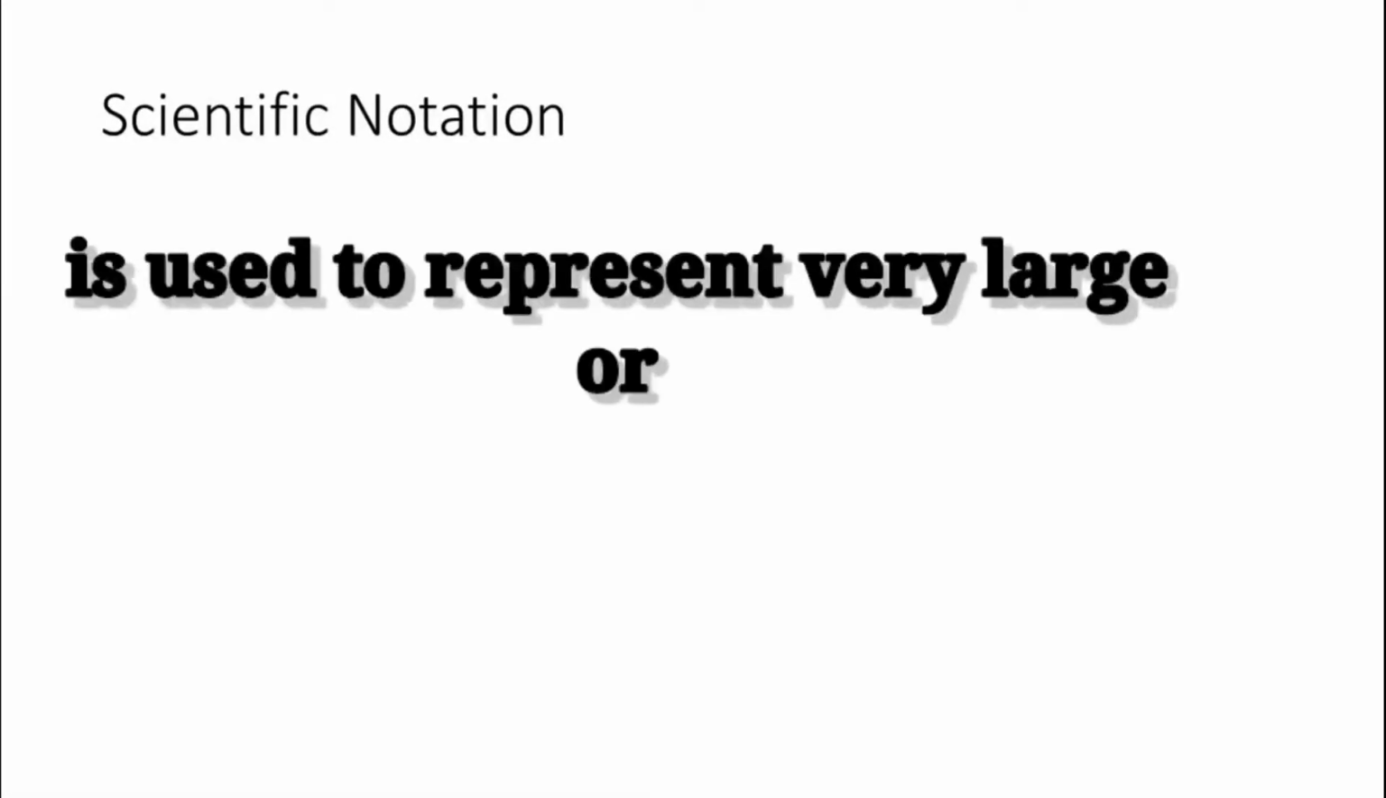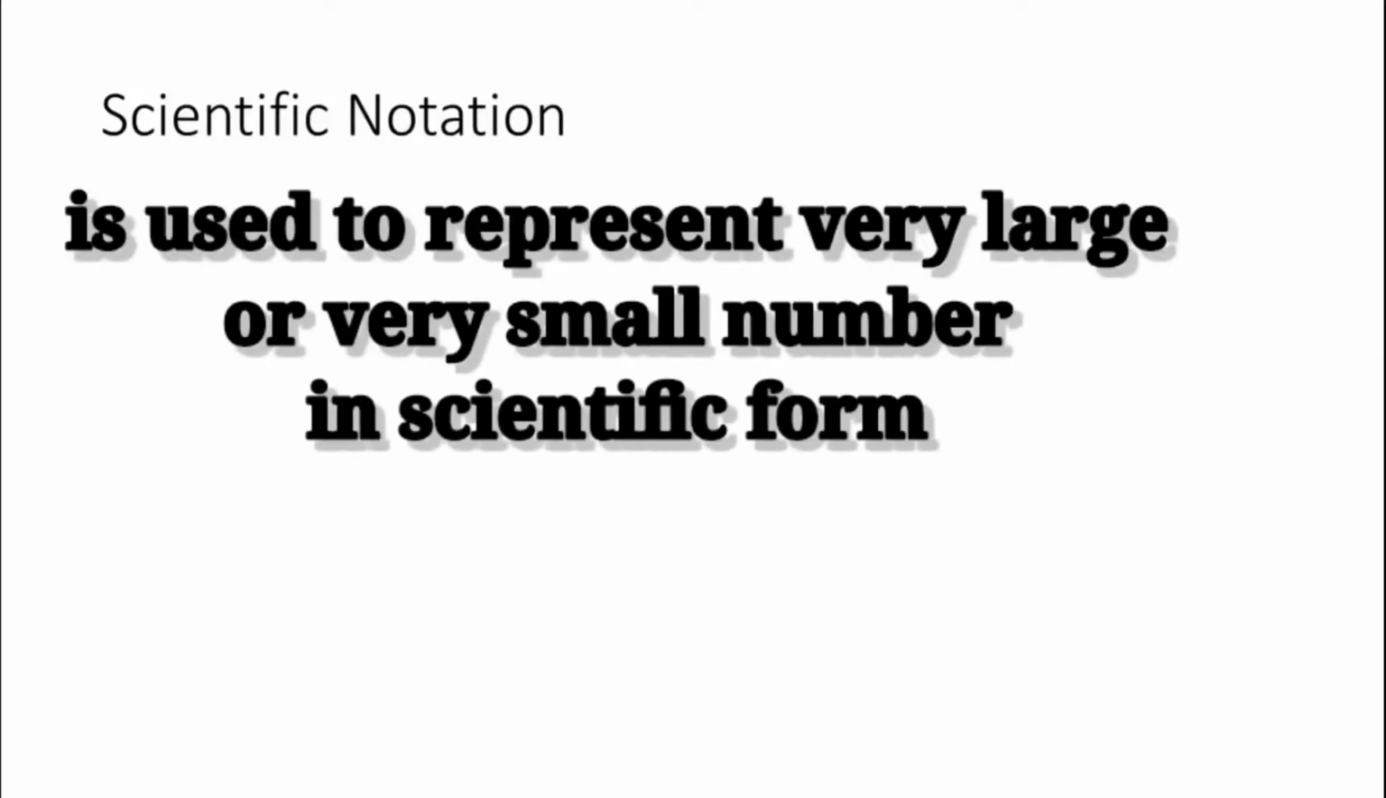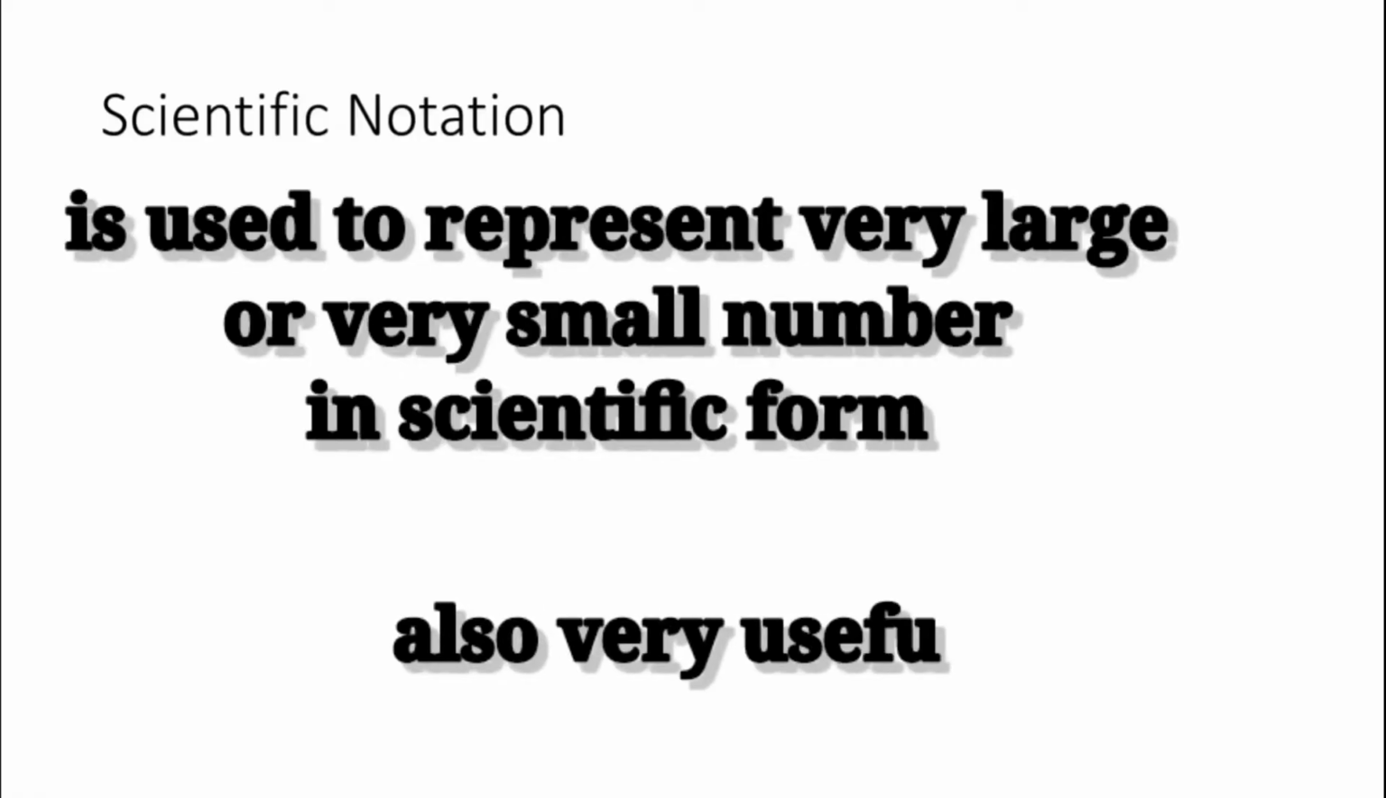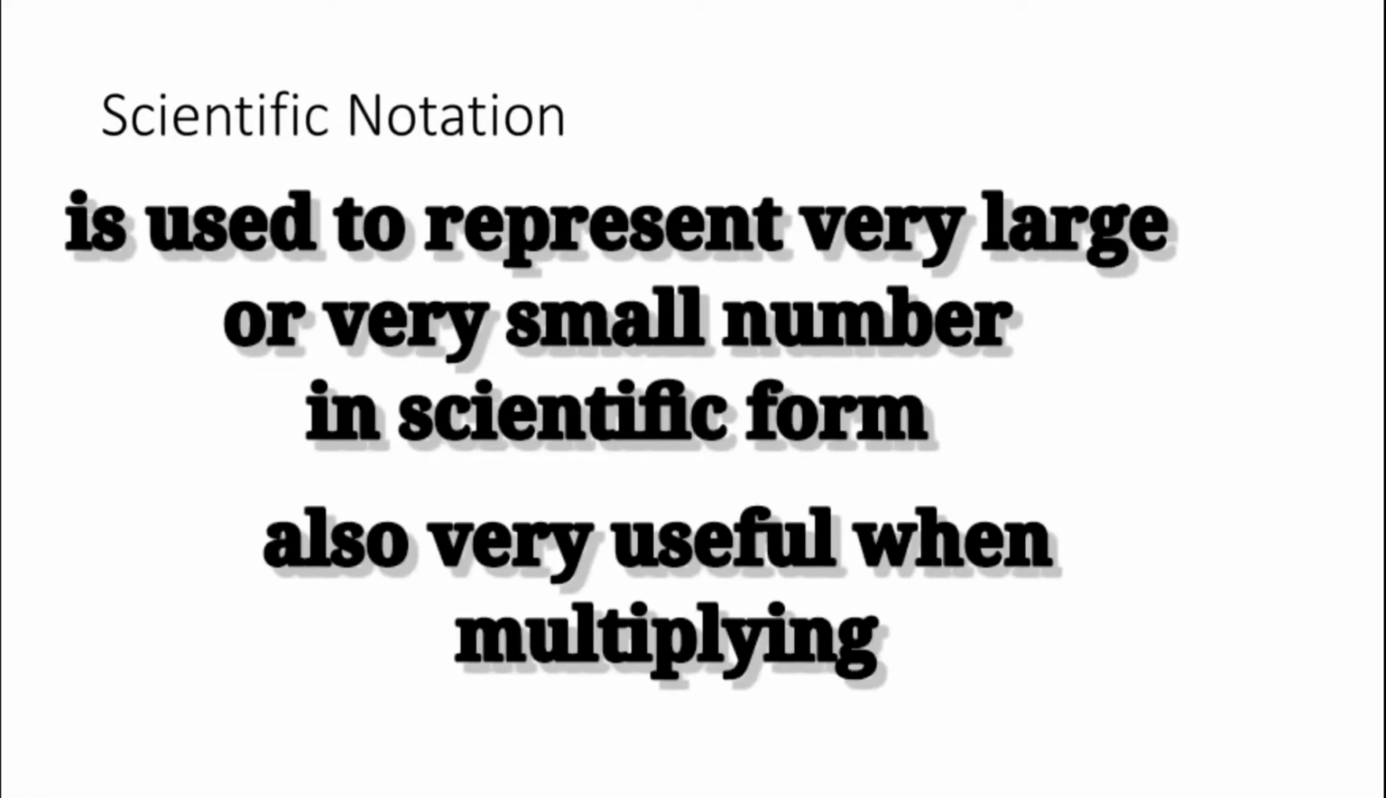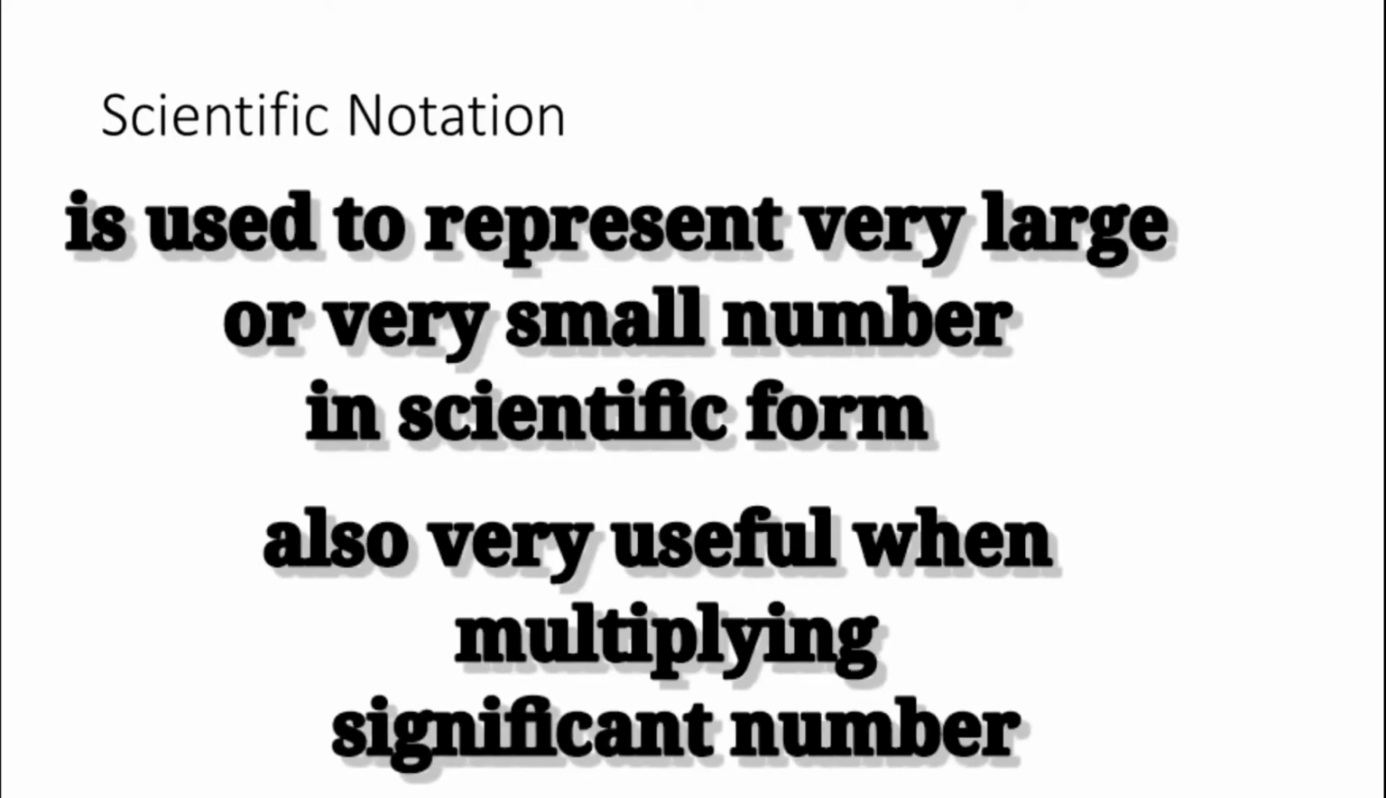Scientific notation is used to represent very large or very small numbers in the scientific form or standard index form, or for short, standard form. Also, scientific notation is very useful when we are multiplying significant numbers. We are going to see an example of this later in the video. Okay, now let's see how you can write large numbers in scientific notation without changing the number of significant figure in the number.